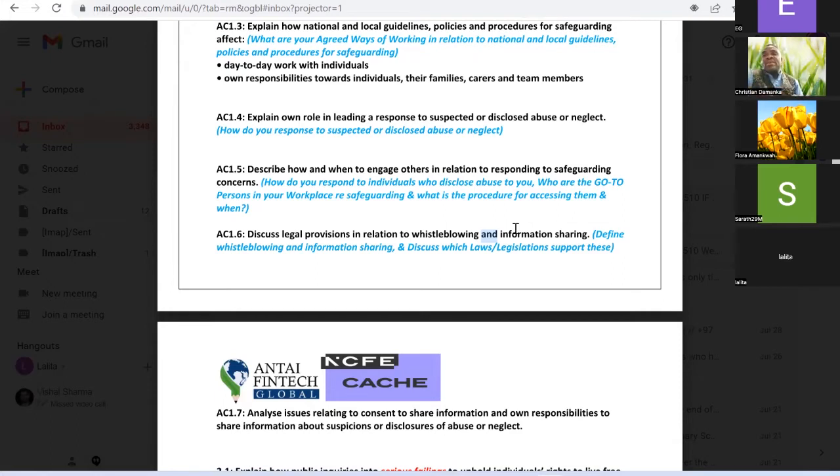Then the second one is, who are the go-to persons? The go-to persons are the appointed or designated officials. In every workplace, there is a safeguarding lead, and there are deputy safeguarding leads and other safeguarding officers. So this question wants to see whether you really know the policy and procedures of your workplace as to how things are done and what to do when you find yourself in such a situation.